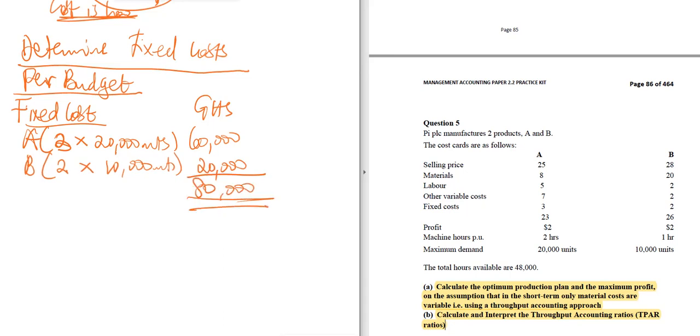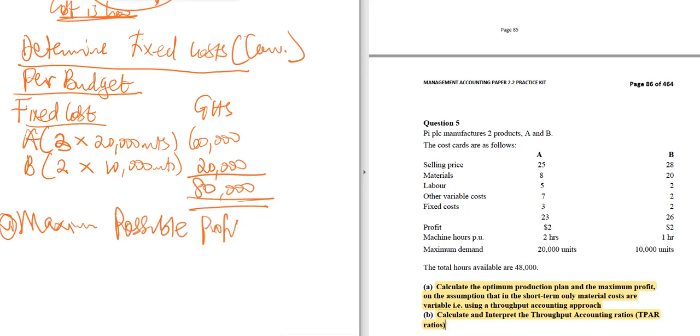Please, we can't base this on the 19,000 and the 10,000, because this one is conventional or traditional costing. We have to use the budget. So this is what we do. So what's our maximum profit? That means step 6 is our maximum possible profit, the possible profit that we are expecting to actually make.